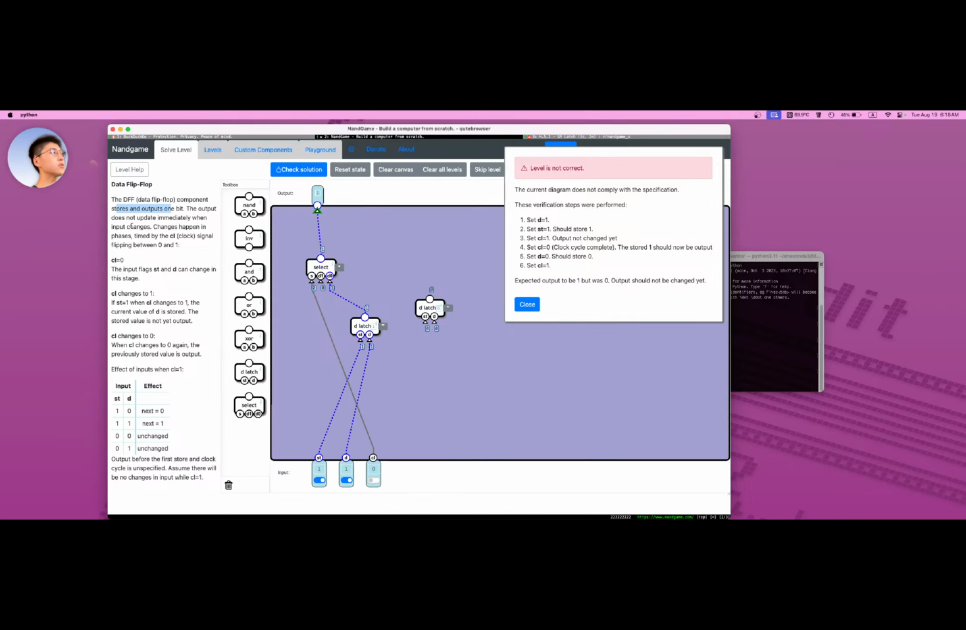So we should convert this delay in such a way that this component should not emit a value immediately. It should emit in the next phase, in the next clock, when the clock is 0. This should work when the clock is 0.